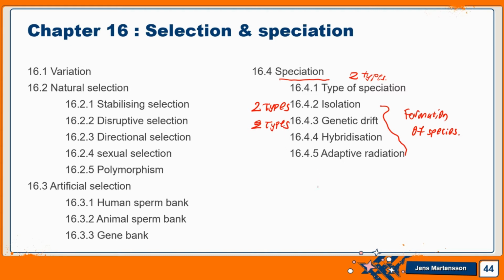Hybridization and adaptive variation are just one type each, and you have to know their description. For all these formations of species, you have to give one example of a species formed through this process. Give one example only lah. If you can memorize two examples, it's good for you lah.